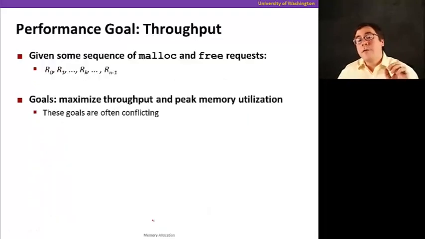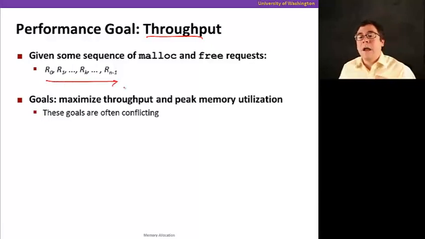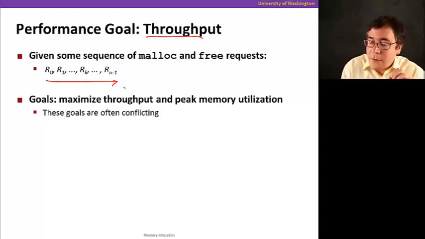And now, from a performance point of view, there are 2 components. The first one is throughput, and that means the following. Given a sequence of malloc and free requests, the goal is to maximize throughput. And the other component of performance is peak memory utilization.